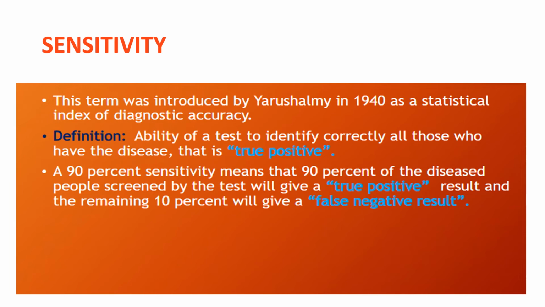So before we move on to some more details, it's good for you to know that all this sensitivity that we are talking about was a term introduced by Yerushalmi in 1940 as a statistical index of diagnostic accuracy. It is defined as the ability of a test to identify correctly all those who have the disease, that is the true positives. And 90% sensitivity means that 90% of the diseased people screened by the test will give a true positive result, and the remaining 10% will give a false negative result.